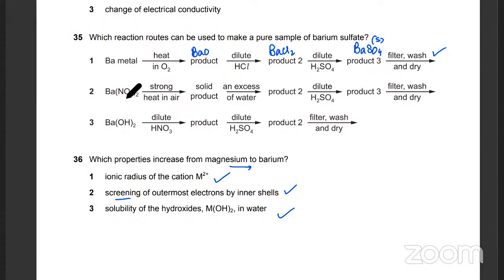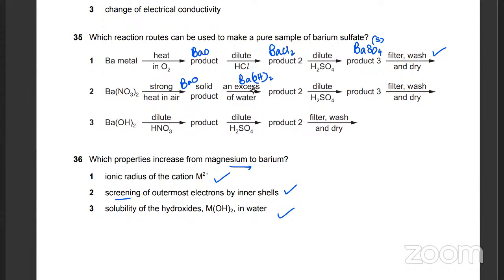Now, barium nitrate is strongly heated. It will decompose to form what? Barium oxide and a bunch of gases, nitrogen dioxide and oxygen. So the solid one is going to be barium oxide. That is mixed in an excess of water. So barium oxide is soluble, so it will form barium hydroxide.